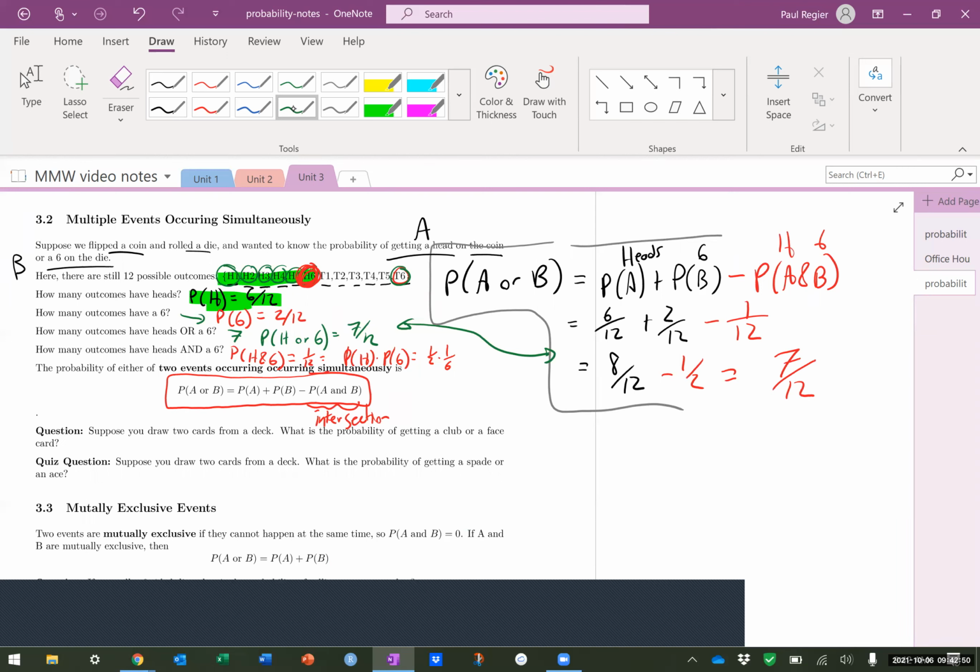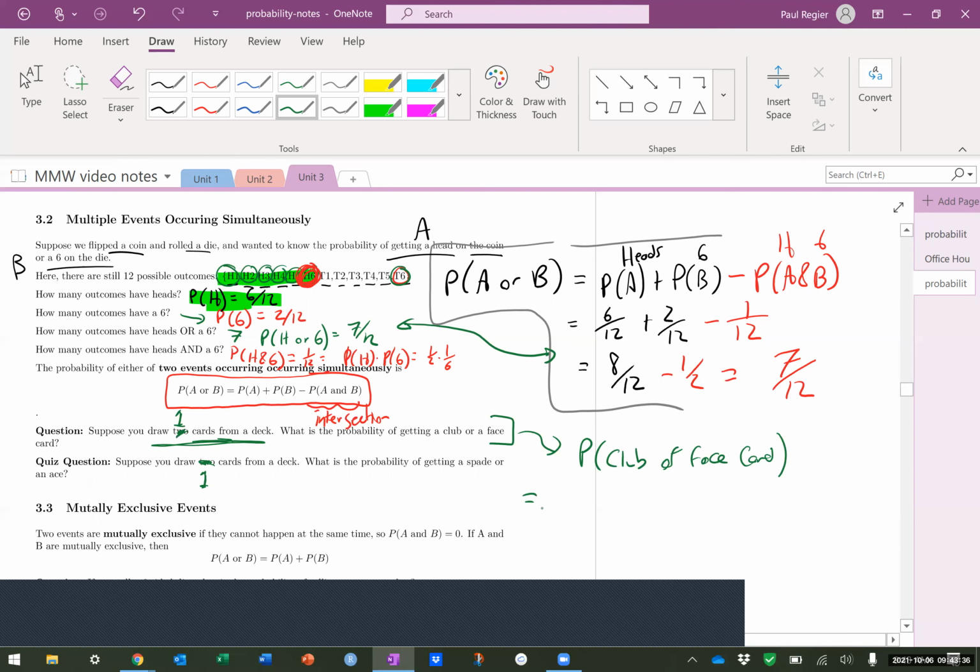So that's a nice example. I'll give you one more example to do together. Let's do this one. I draw 2 cards from the deck. What's the probability of getting a club or a face card? Two cards in the deck. I'm gonna make this 1 card. I want to make this as simple as possible. If we draw 1 card of the deck, what's the probability of getting a club or a face card?